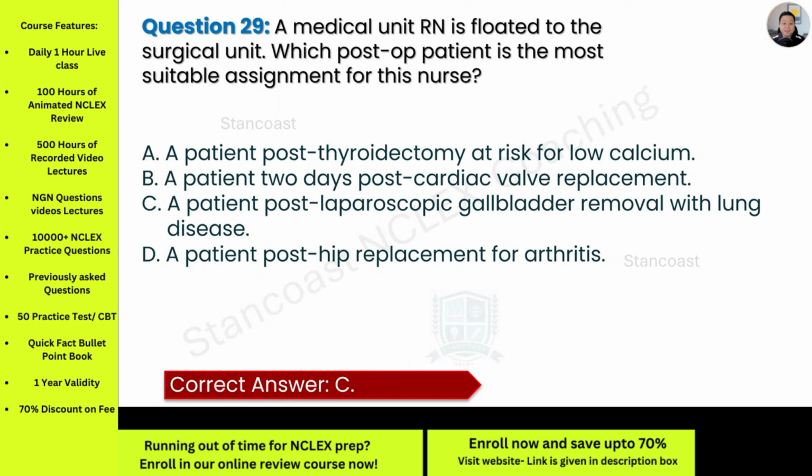Now, if you selected letter A, of course, that's incorrect, right? The patient here will require close monitoring for hypocalcemia and airway issues. Not going to be a suitable patient for the float nurse here. Same thing with letter B. Cardiac surgery patients also require expertise in monitoring and preventing complications. And letter D, post-hip replacement care often involves physical therapy and surgical specific protocols. So not the best suitable patient for this float nurse.